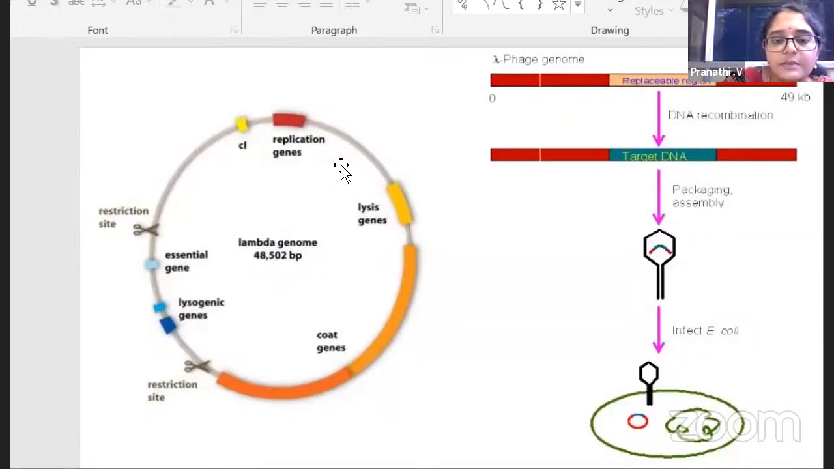So this is how a lambda phage looks, 48,500 base pairs. You have the lysogenic genes, and a restriction endonuclease is going to remove these and replace them with the target DNA. Then this is packaged and infected into E. coli, because bacteriophages infect bacteria. Simple.